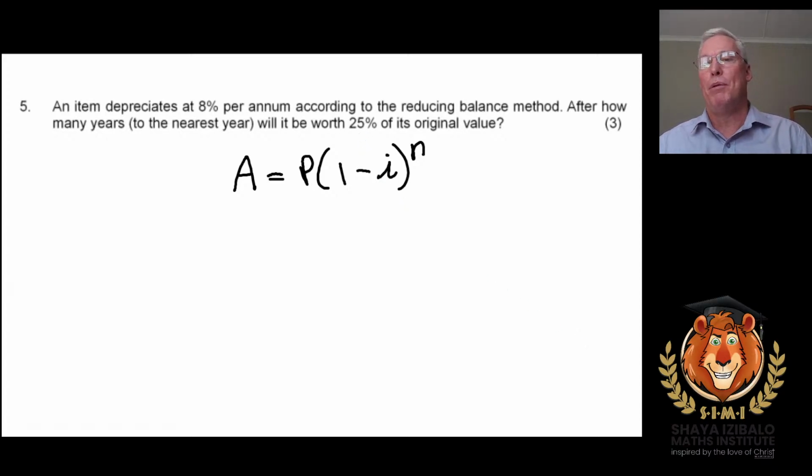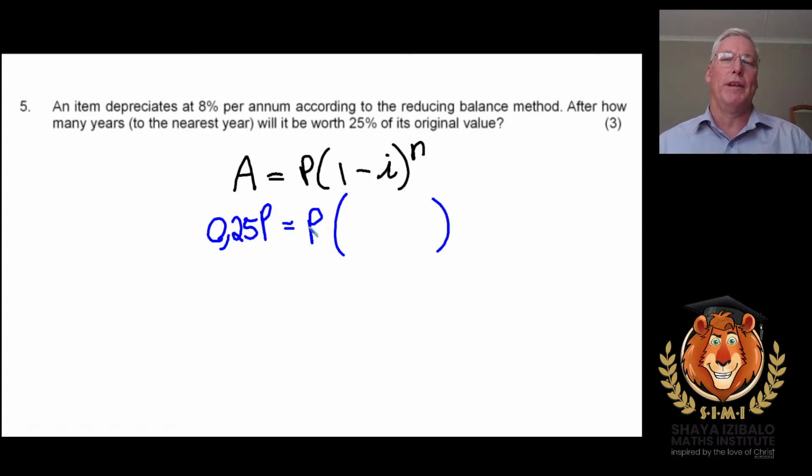Now, a lot of people will want to use numbers here, and that's okay. You might say, let's put 100 Rand in here. But in fact, if we put P in here, all right, so if we put 100 Rand in here, we would put 25 Rand here. But if we put P in here, then clearly 25% of P would be 0.25 P. So we're not resorting to numbers.